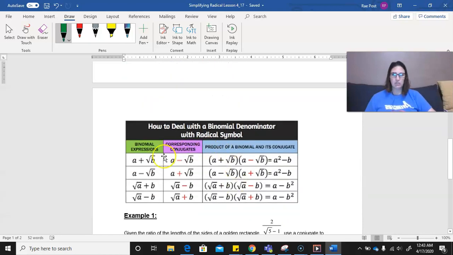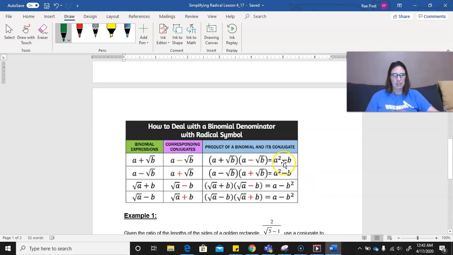Here's a little cheat sheet for you guys. They don't always look like this. So remember, when your denominator has a binomial radical, like a plus the square root of b, you're going to multiply it by a minus the square root of b, right? And then you're just going to FOIL it out.